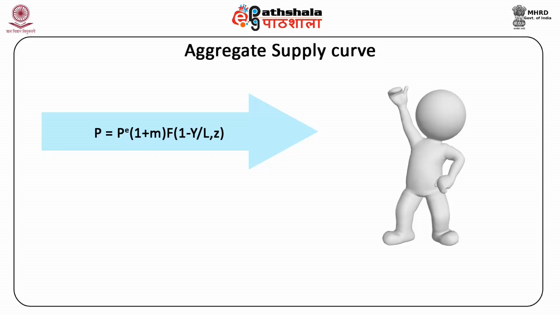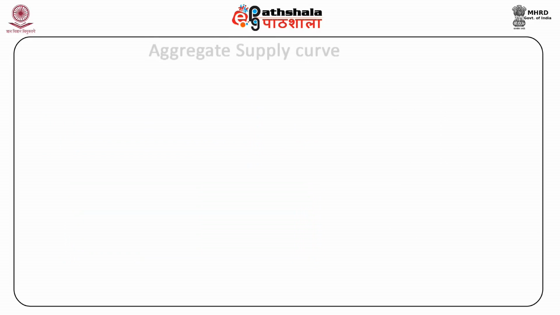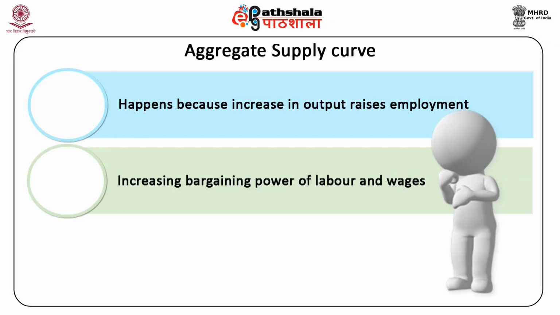We can see from this equation that given the expected price level, an increase in output causes an increase in the price level, that is, U equals 1 minus Y by L varies negatively with wages. This happens because an increase in output raises the employment or lowers the unemployment, thereby increasing the bargaining power of labor and hence their wages.